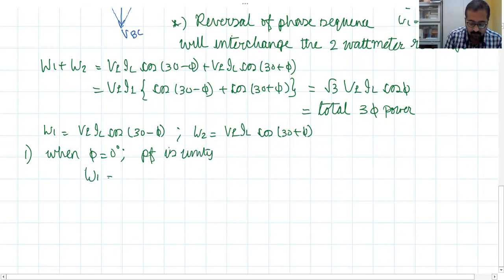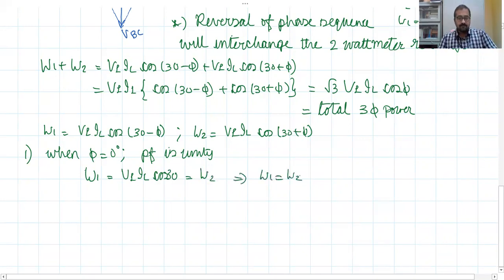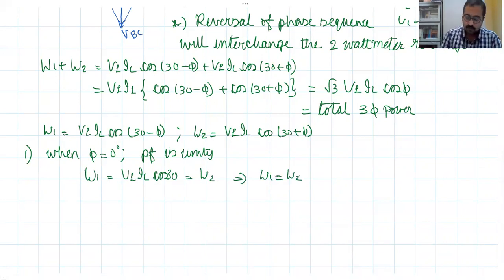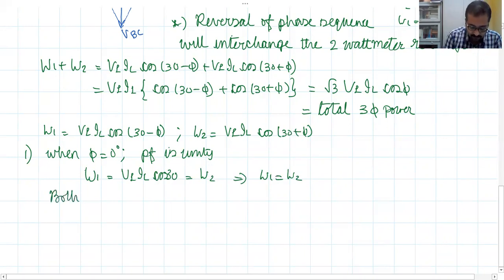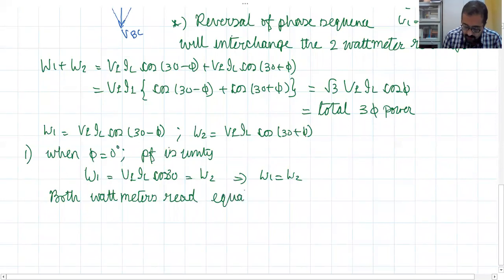So what will be your W1 and what will be W2? W1 will be VL IL cos 30, and W2 will be VL IL cos 30, the same as W1. So that means the two wattmeters will give equal readings. When power factor is unity, both wattmeters will read equal and positive.